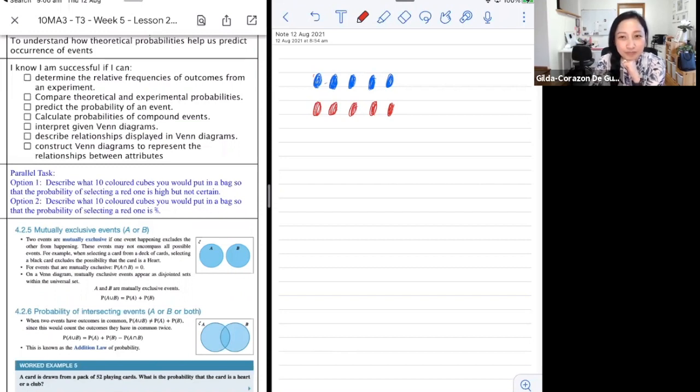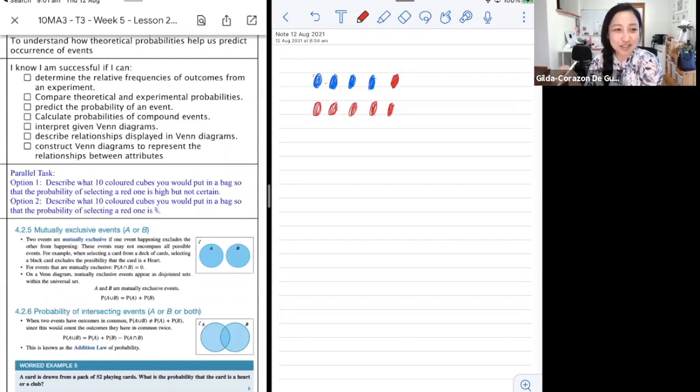Anyone? Would this give us a high chance of getting a red? Equal, so that would be an equal chance, yes. So it wouldn't be a high chance, but it would be an equal chance for you to get a red one. Refine this answer. How would you refine this answer? More of the red. So if I change one of these to red, and I'm sorry for not drawing a cube. See, you can make mistakes.